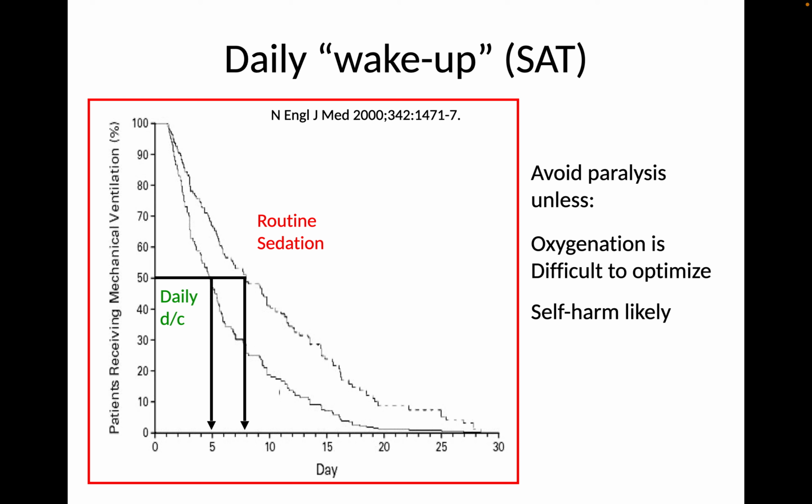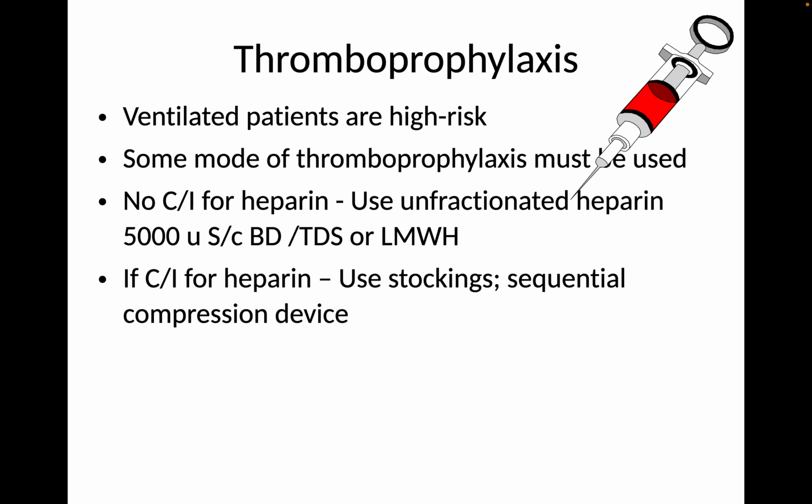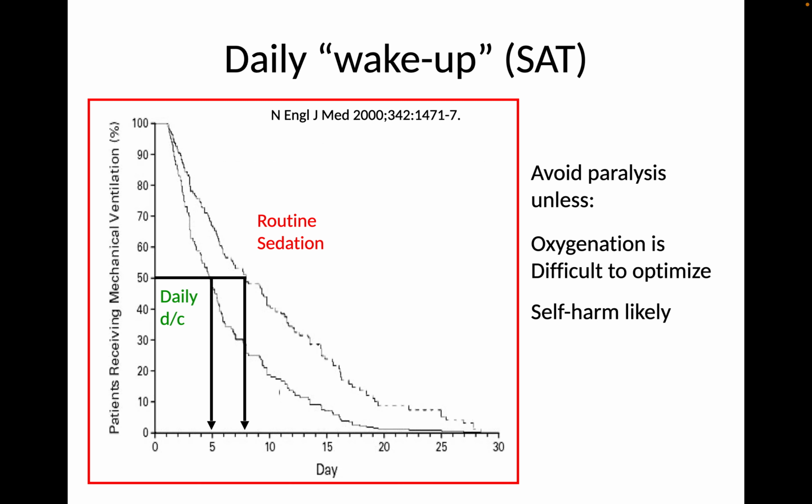So it's important to have a daily wake up cycle, and as a protocol in my ICU, I would stop the sedative drip at 5 o'clock in the morning to assess neurological function during the daytime. This is a famous NEJM paper published in 2000, which talks about the daily wake up cycle and avoiding paralysis until oxygenation is difficult to optimize, which will cause less self harm. Here, as you can see, you have routine sedation versus daily interrupted sedation, and among patients who are receiving mechanical ventilation, there is a high chance that patients with a sedation-free interval would get weaned off, which is not very difficult to understand.